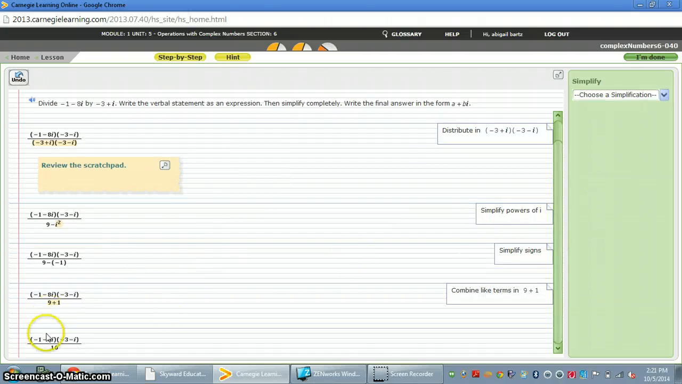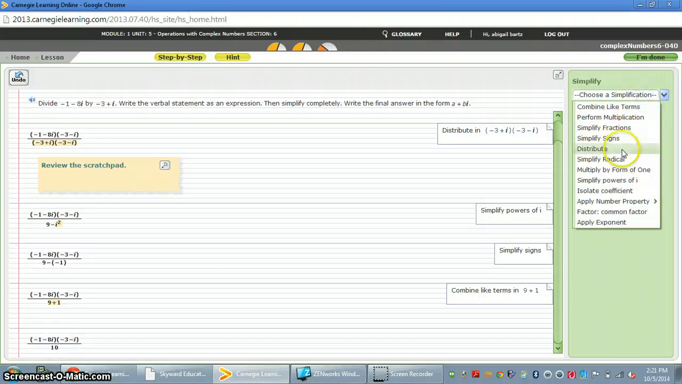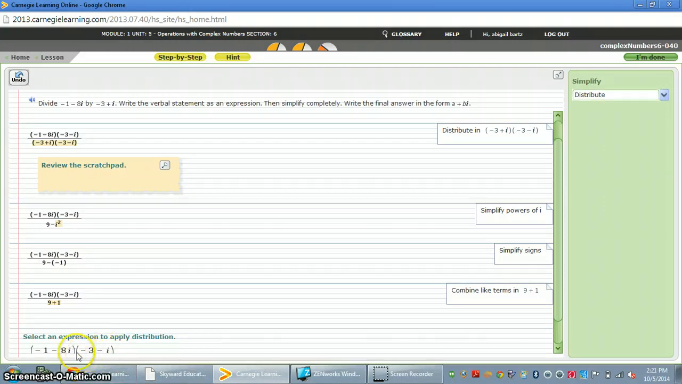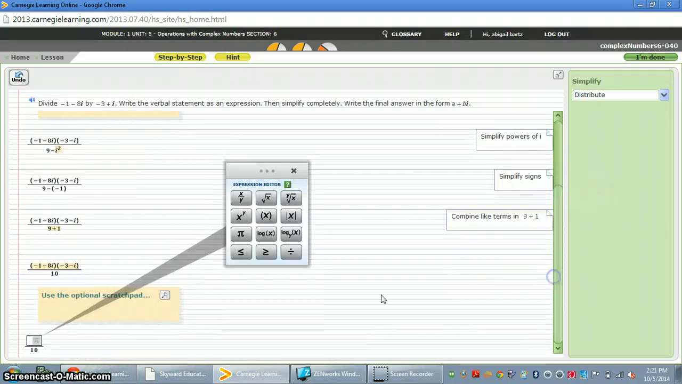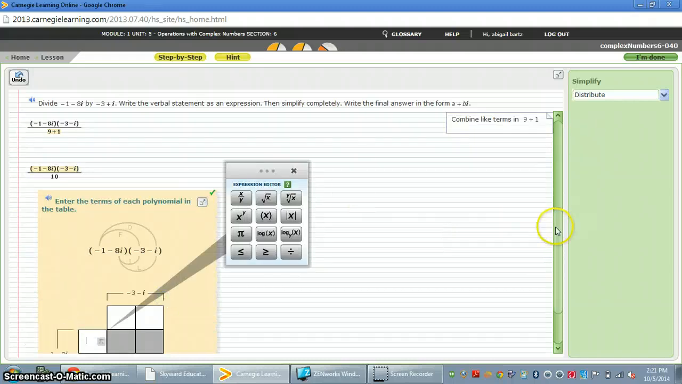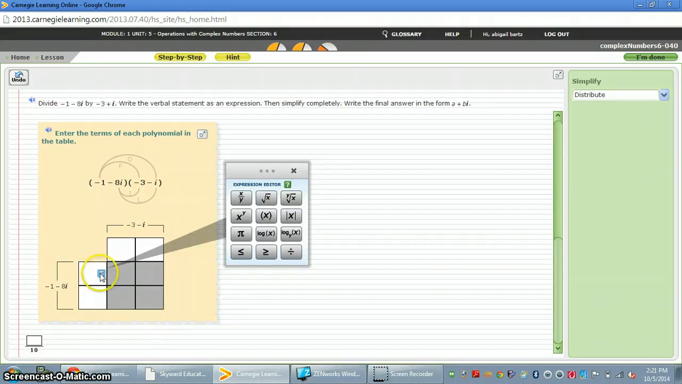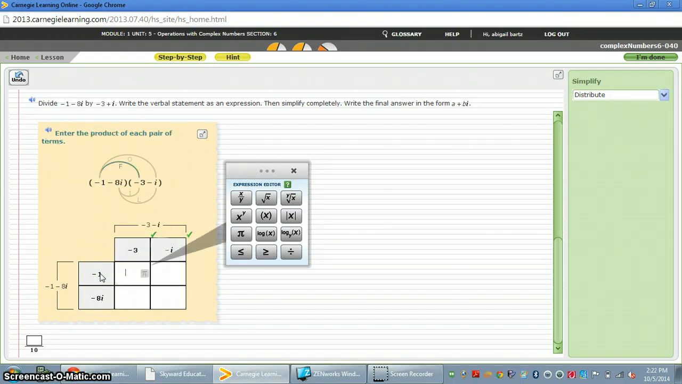Now I'm going to have to do the same thing to the top. I'm going to start with foiling, or in this case foiling is just called distributing. I'm going to distribute the whole entire top. Again, I could use scratch paper if I want to. If I use the scratch paper, this would be negative 1, negative 8i, negative 3, negative i, and then just multiply. So I have a positive 24i, and I have a positive 8i squared. Again, they'll want you to simplify your answer here. So I have 3. This time things don't cancel, so I have plus 25i plus an 8i squared.